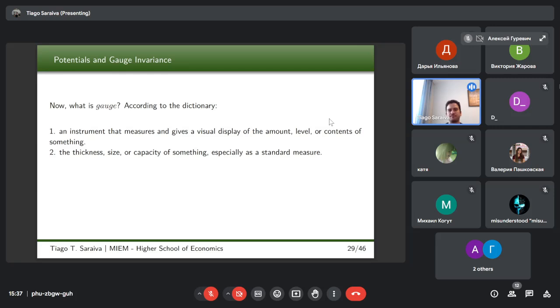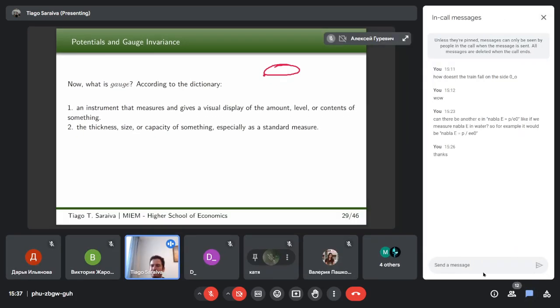Okay? So I will come up with a term now, gauge invariance, right? So what is gauge? According to the dictionary, gauge is an instrument that measures and gives a visual display of the amount, contents of something, right? So for example, sometimes you have a cup to cook something, and in this cup, there are little lines to tell how much liquid you have here. So this little thing here is called gauge, okay?